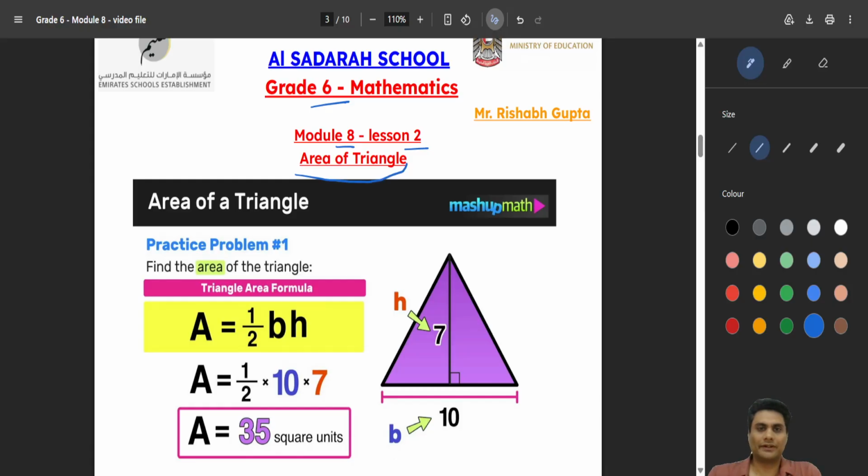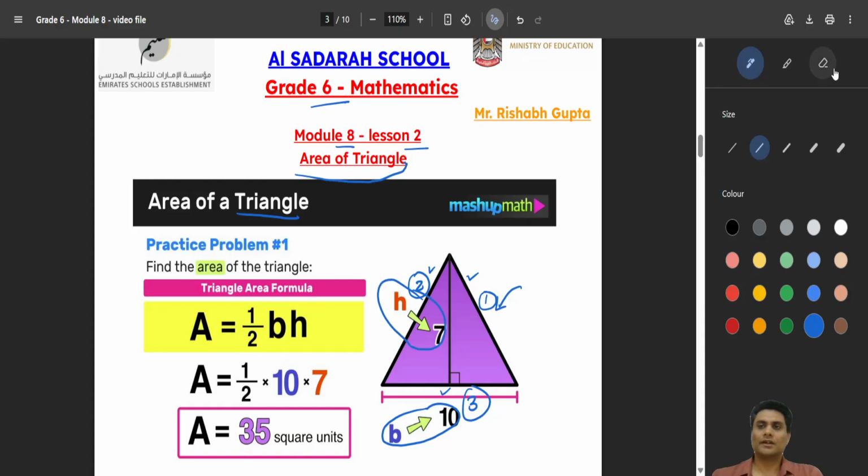Area of triangles. Now, what is a triangle? A triangle is a shape made by three sides. It's a closed figure made by three sides. This is a triangle. It has three sides: side number 1, side number 2 and side number 3. It is a two-dimensional figure. It also has two dimensions, same as the parallelogram, a base and a height.